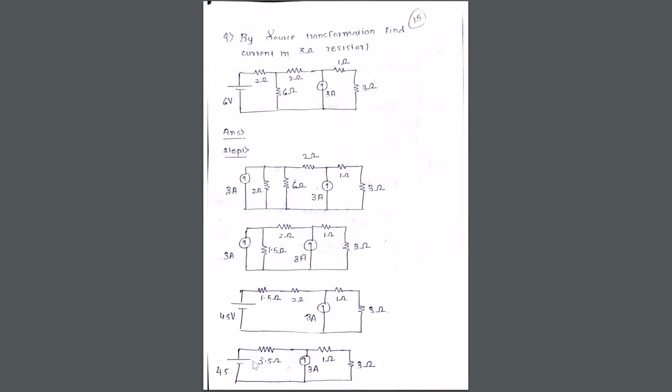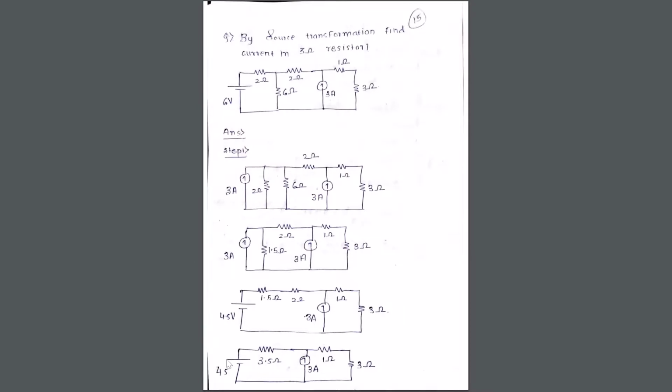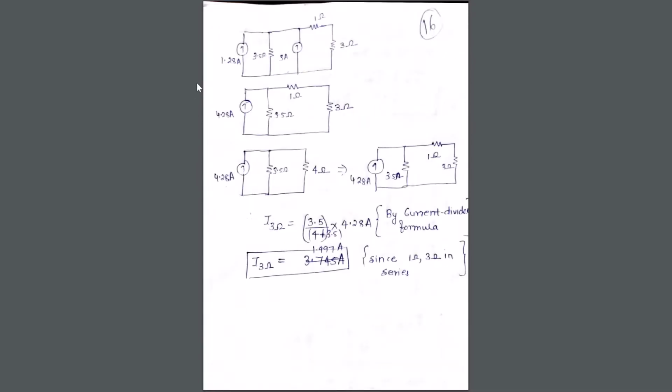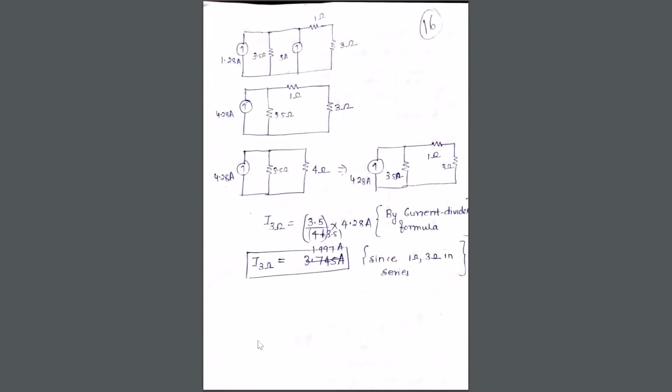Again, a voltage source is in series with a resistance, so I can convert it to a current source in parallel to the resistance. How does this value 1.28 come? It is 4.5 divided by 3.5, and then I have a resistance of the same value, that is 3.5.